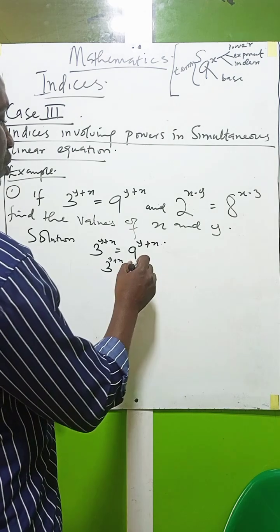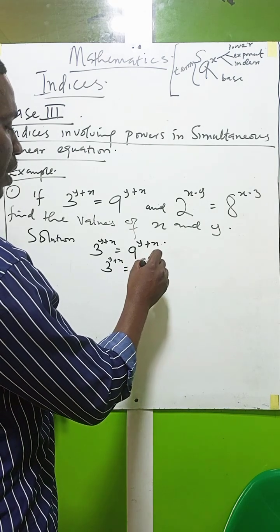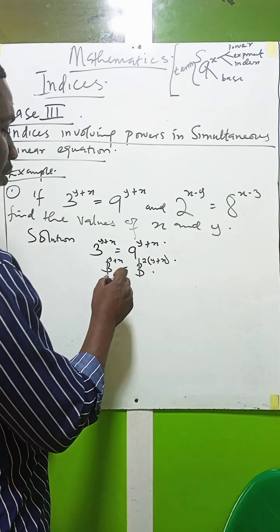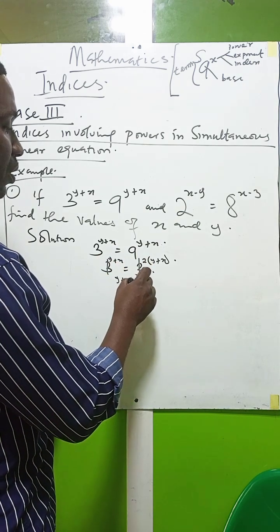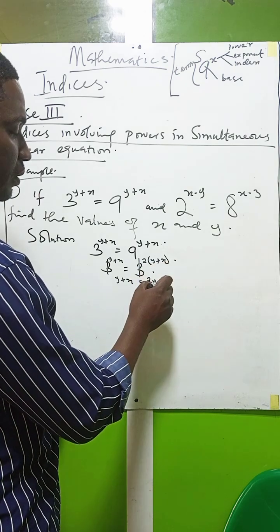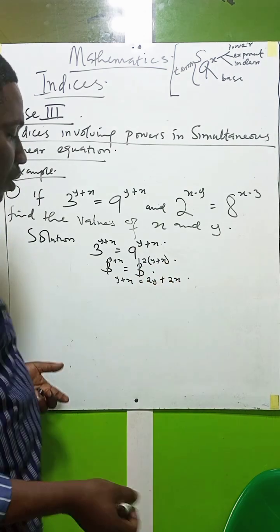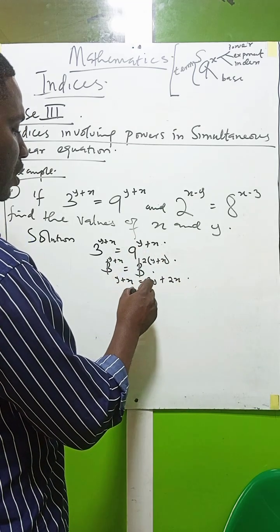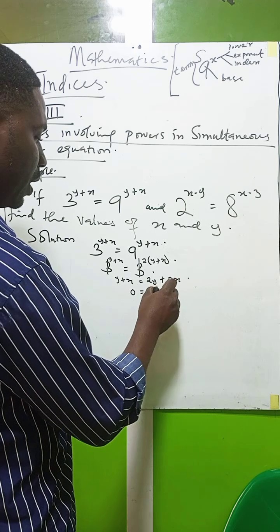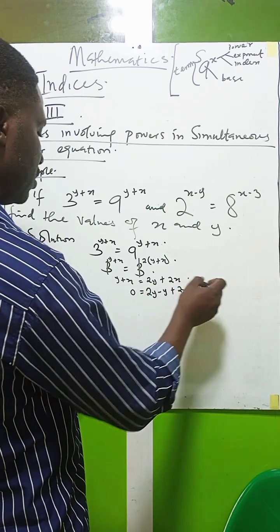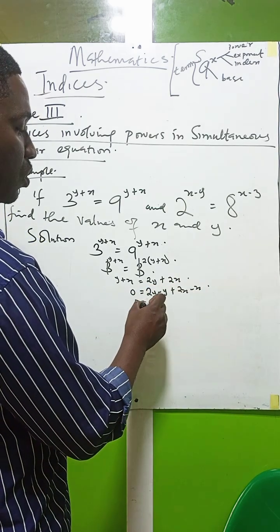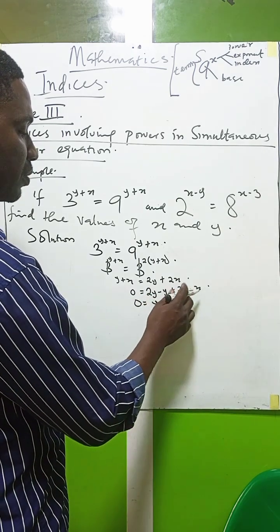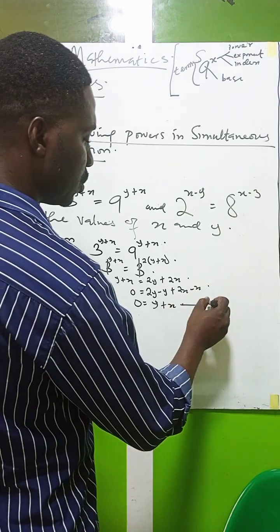3 raised to power y plus x equals 3 raised to power 2 bracket y plus x. So 3 goes, 3, then y plus x equals 2y expand plus 2x. We can collect our like terms. Let these ones come here. So this is 0 equals 2y minus y plus 2x minus x. So 0 equals 2y minus y, y plus 2x minus x, x. So this is equation 1.